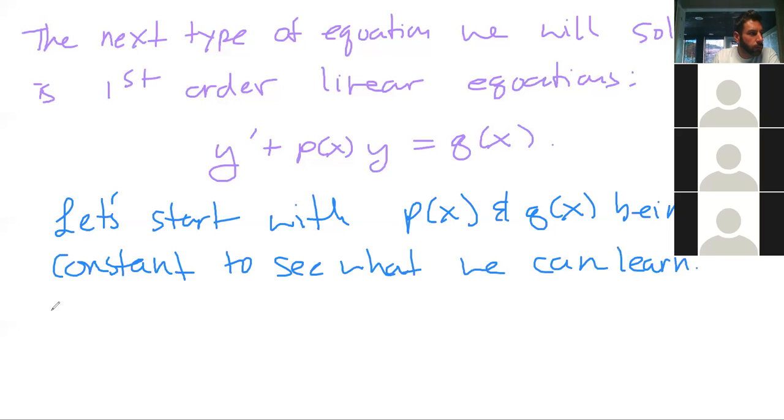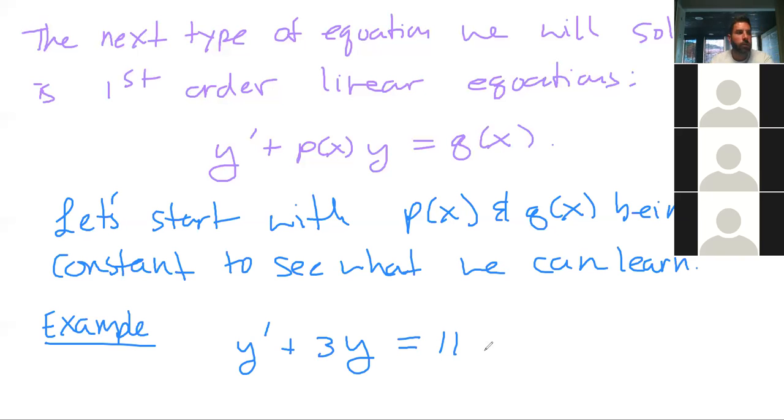So let's look at an example. Let's start with something like y prime plus, how about, 3y equals 11. So I'm going to pick two numbers, and I'm going to pick them so that they don't have any common factors. What I'm trying to see is whether there is something I can pick up and learn from this.